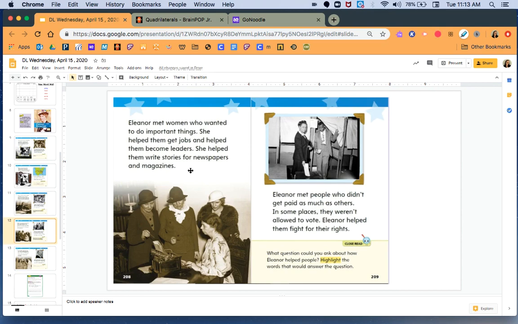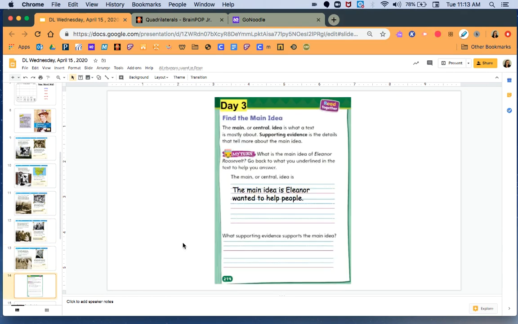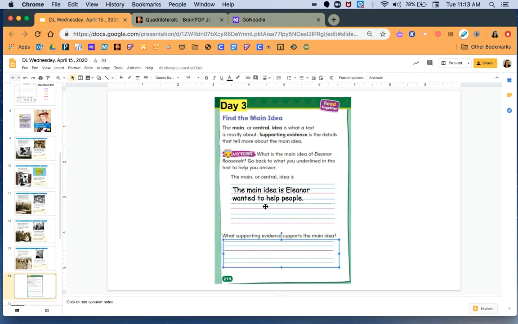It said she helped them write stories for the magazines and newspapers. It also said she helped people find ways to vote. And it said she went and visited soldiers. Those are all supporting evidence. So our main idea is she wanted to help people.